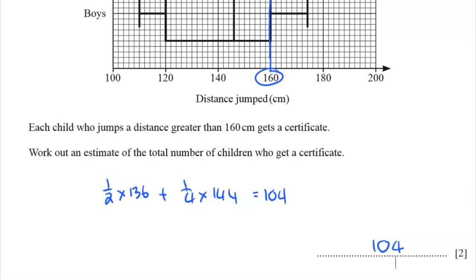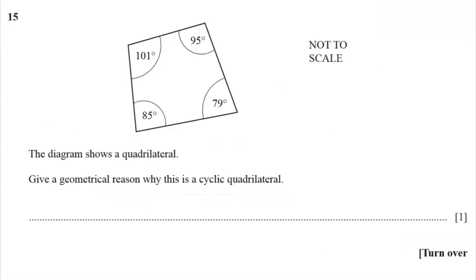Start printing. Question 15. We have a quadrilateral. Give a geometrical reason why it is a cyclic quadrilateral. Well, what do we know about cyclic quadrilaterals? We know that vertically opposite angles add to 180 degrees. Is it true? 85 and 95 is 180. Yes, 180. 101 and 79 is also 180. That is the reason. How can we say that?